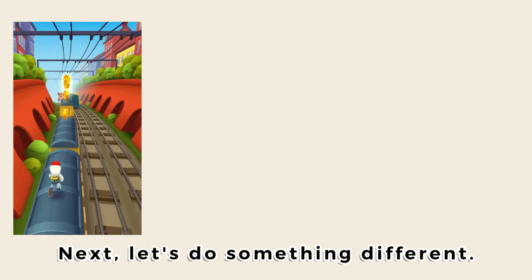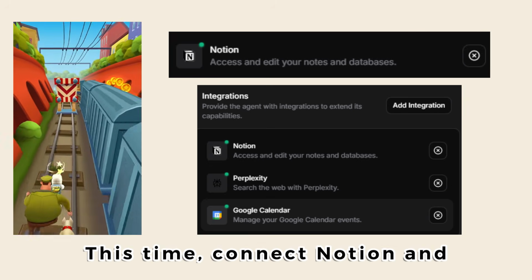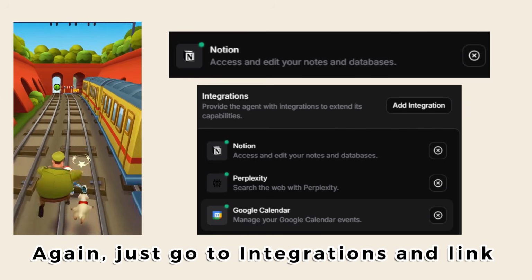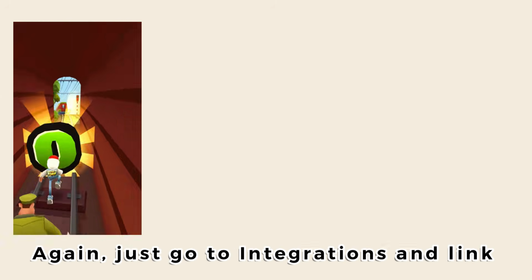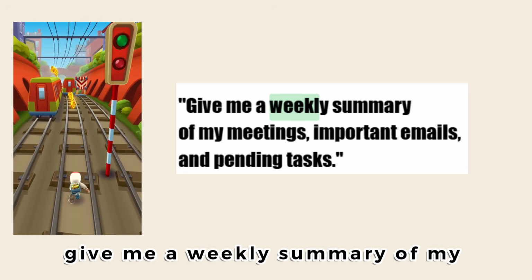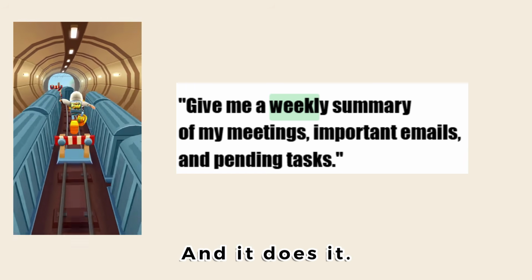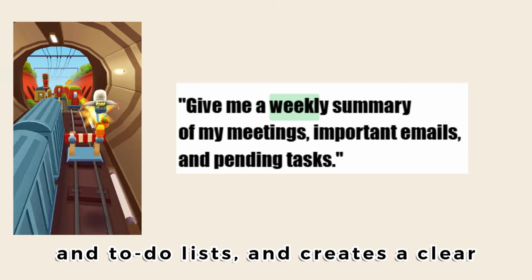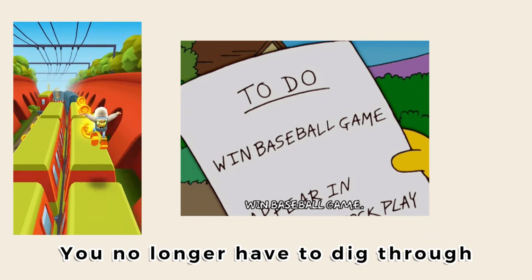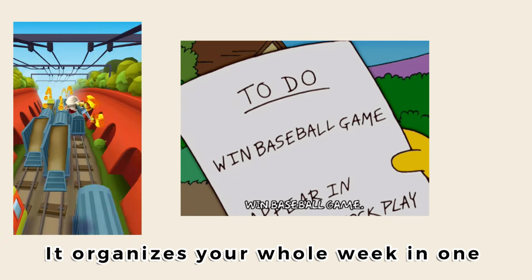Next, let's do something different. This time, connect Notion and Google Calendar. Again, just go to Integrations and link them. Then you can say, give me a weekly summary of my meetings, important emails, and pending tasks. And it does it. It reads your calendar and creates a clear summary page in Notion. You no longer have to dig through everything. It organizes your whole week in one place.